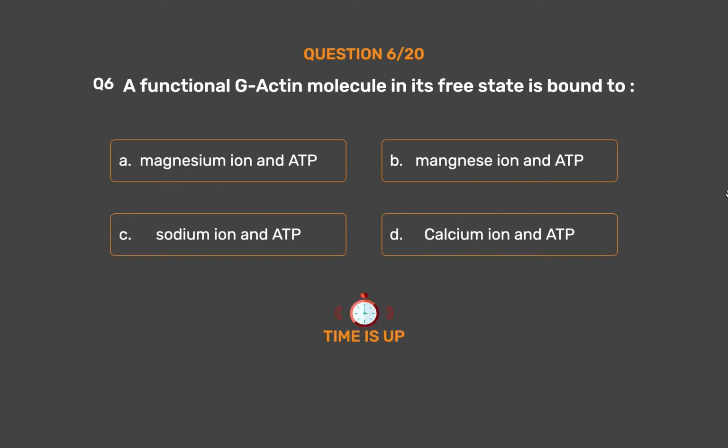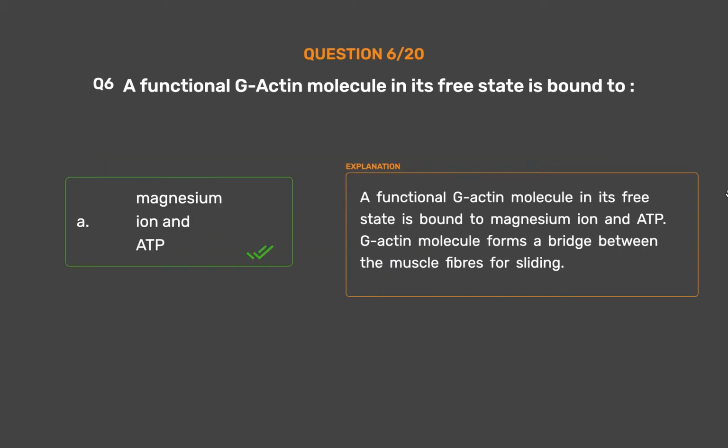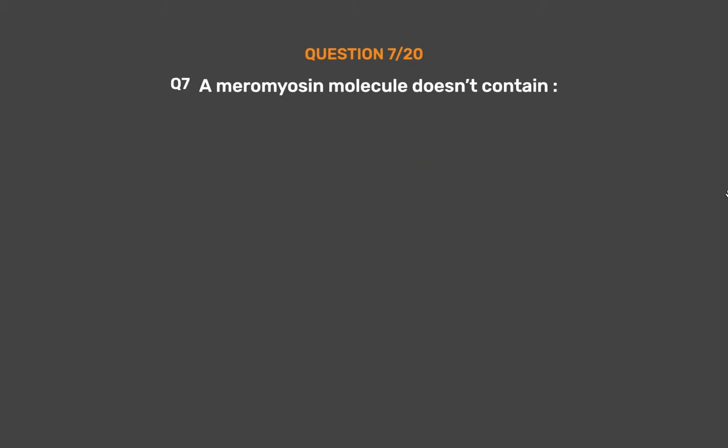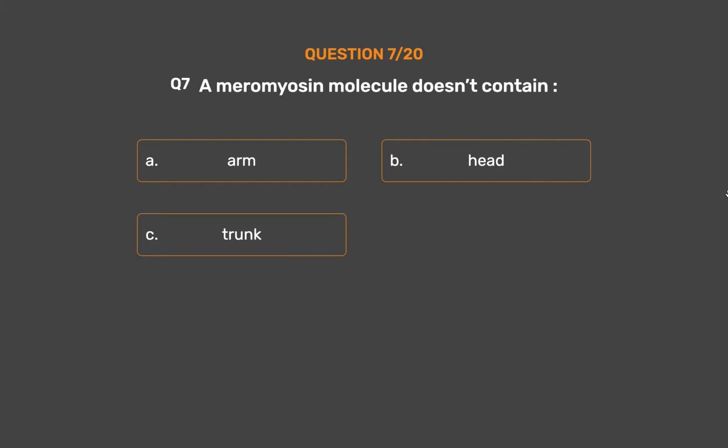The correct answer is Option A. Magnesium ion and ATP. A functional G-actin molecule in its free state is bound to magnesium ion and ATP. G-actin molecule forms a bridge between the muscle fibers for sliding. Question number 7. A meromyosin molecule doesn't contain Option A. Arm. Option B. Head. Option C. Trunk. Option D. Tail.